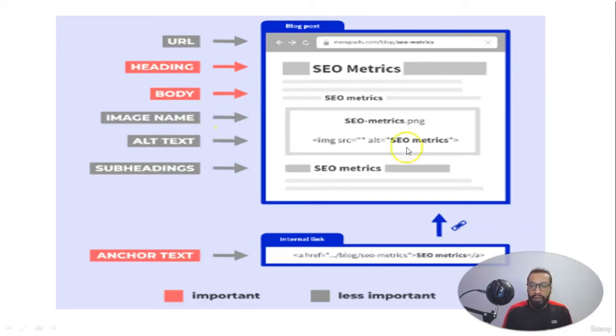Image name. So here you can see that image name and alt text should be there. It is less important, but it has to be there. Your focus keyword has to be there. And in the subheading you can plug in the focus keyword, and anchor text should be used as the focus keyword. So here you can see that SEO metrics.